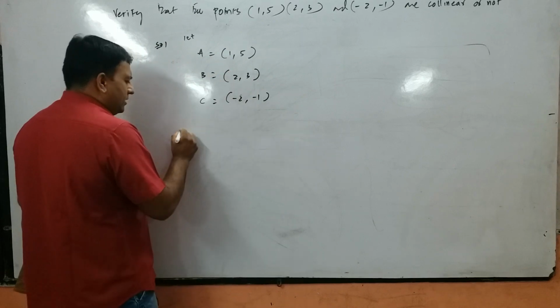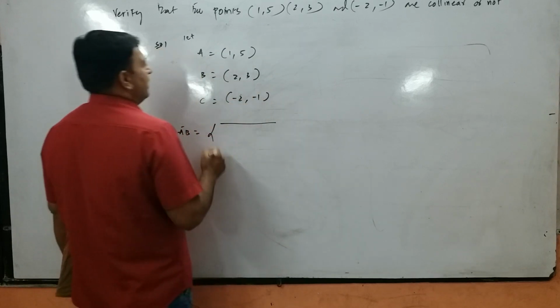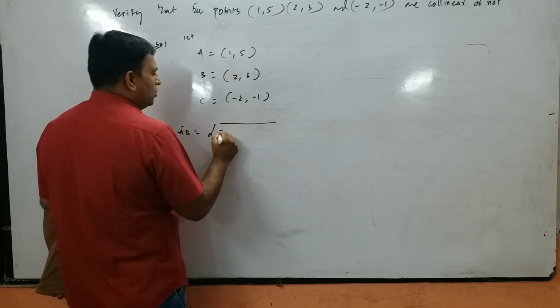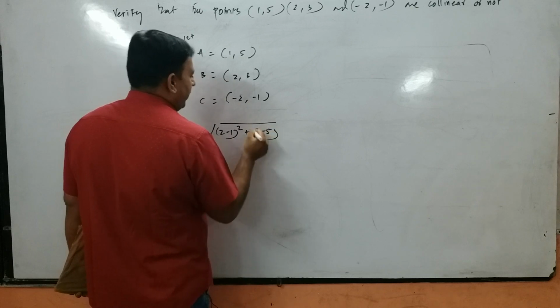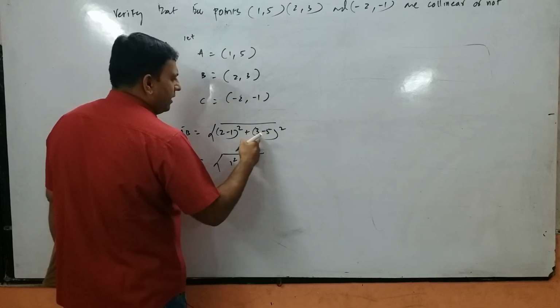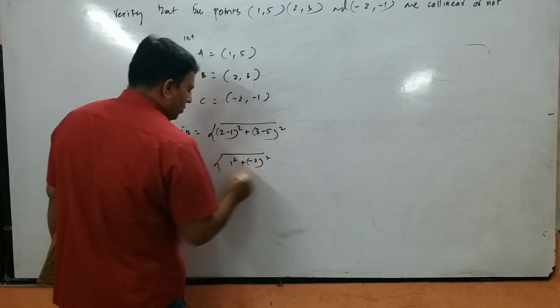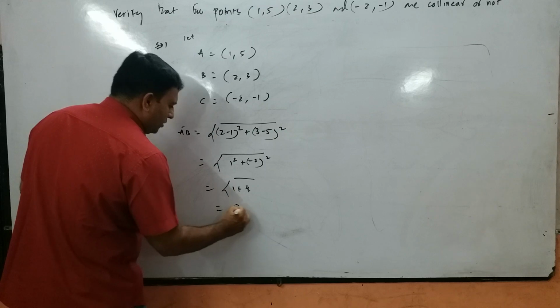Now let me check the distance concept. I will try to find distance AB. How do I find distance AB? This is 2 minus 1 whole square plus 3 minus 5 whole square. What is 2 minus 1? 1 whole square. 3 minus 5 is minus 2 whole square. It is under root of 1 plus 2 square 4, root 5.